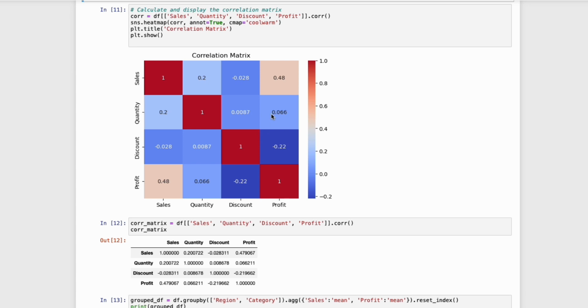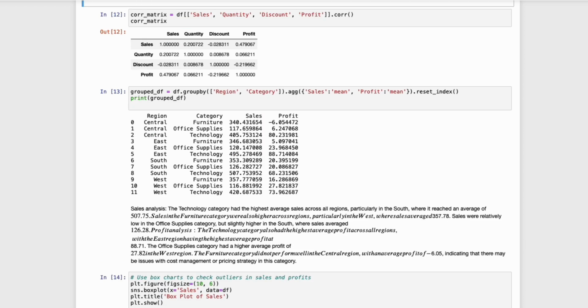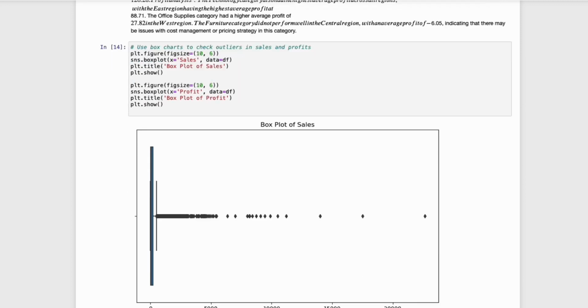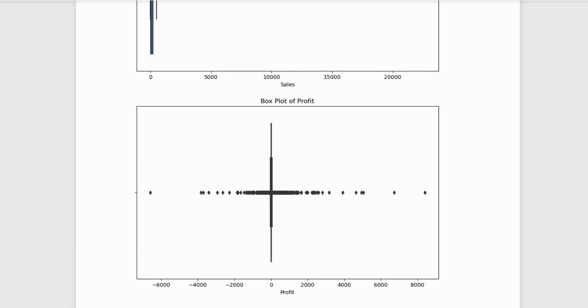In this project, I chose the cool-warm spectrum, which is usually 2-color, with a neutral color such as white in the middle, and gradually darker colors on both sides, indicating a change in correlation coefficient from positive to negative. This table shows the sales and profits in different regions and product categories. We can also use box charts to visualize the distribution of the data and specifically check for outliers.